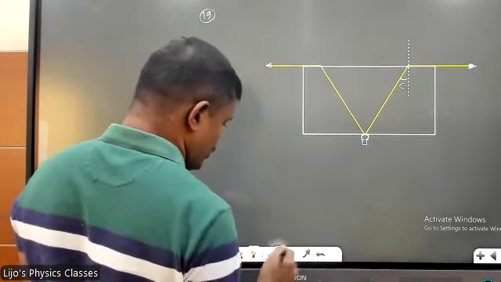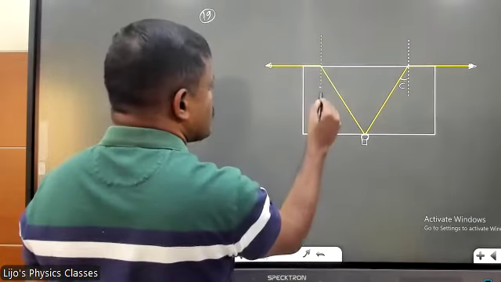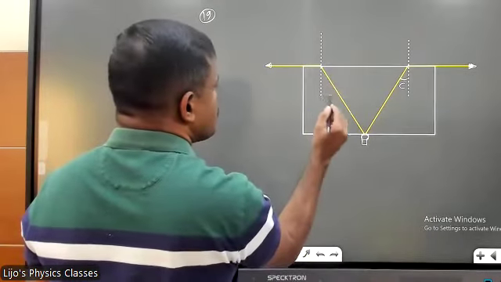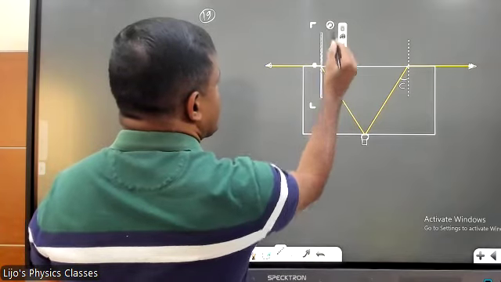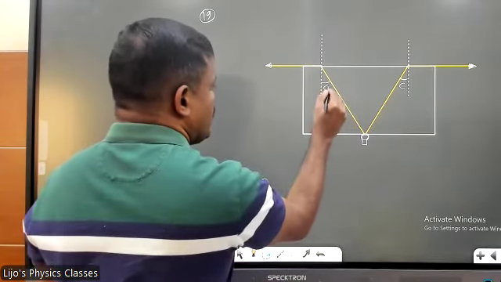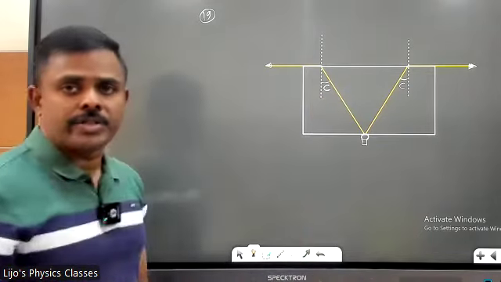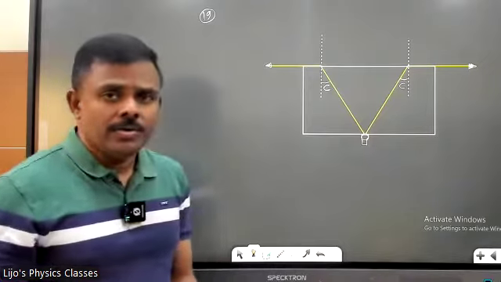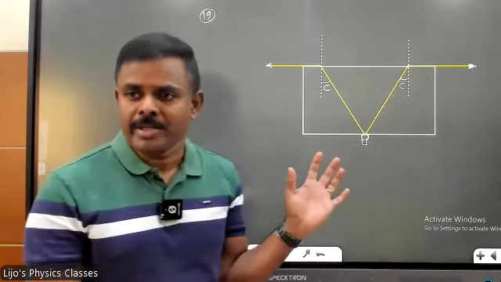And I can draw the critical angle. I can draw the normal. This is the normal to the surface. And I draw the critical angle as well. This angle is called critical angle because the ray falls at critical angle so that total internal reflection just happens. Now, this is actually a two-dimensional picture.